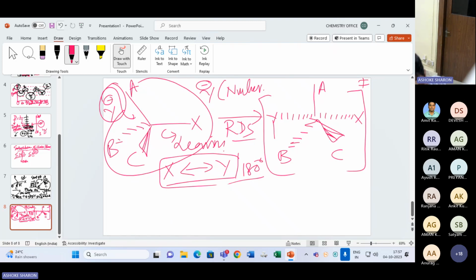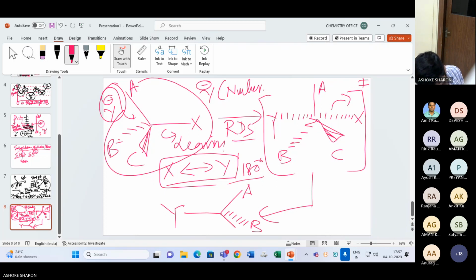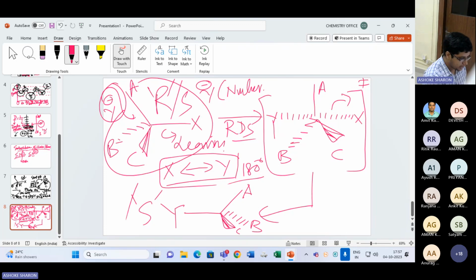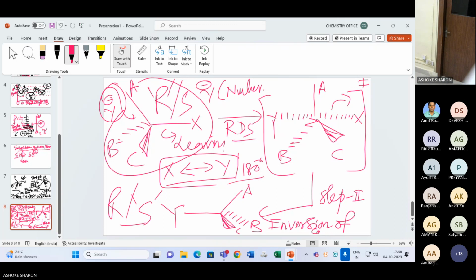Okay. Now, next step, what will happen? This X group will be removed. Then what will you get? Y, A, B, and C. So that means if you started with the R compound, what will you get? S. Or if you started with the S compound, what will you get? R. Okay. So this is step 2. Step 2 is not the rate determining step. So this is called inversion of configuration.